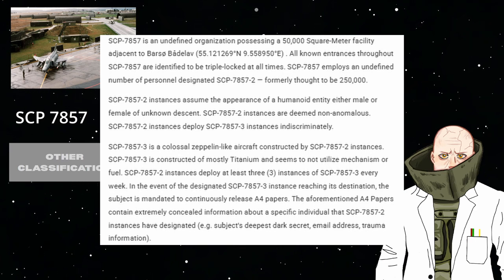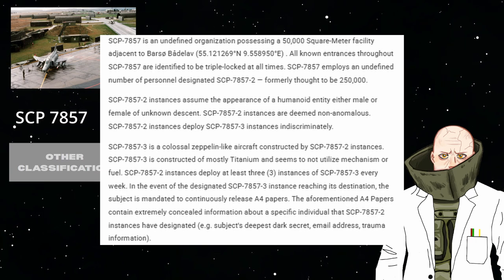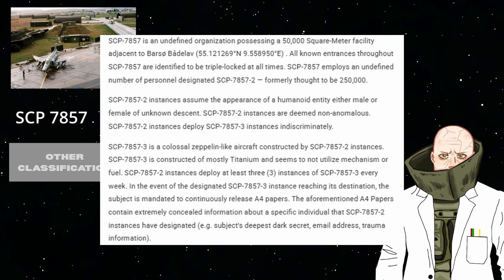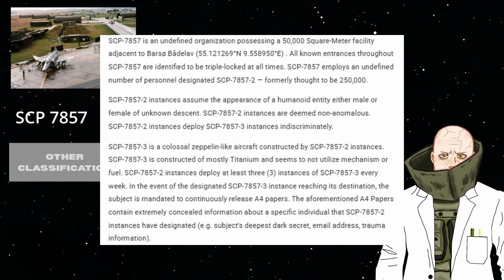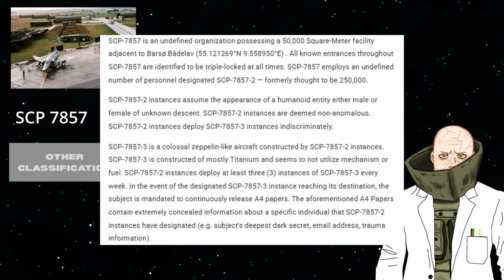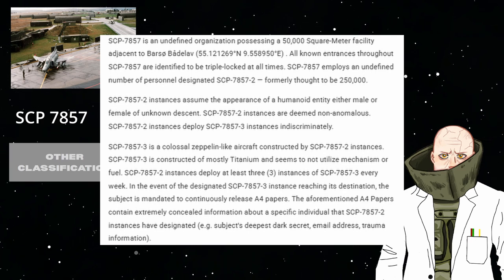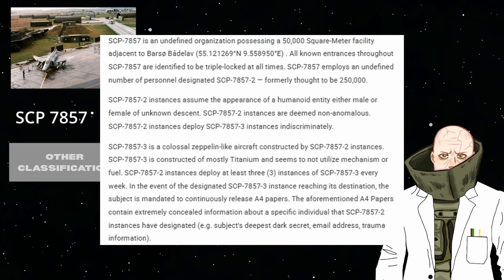7857-2 instances are deemed non-anomalous. 7857-2 instances deploy 7857-3 instances indiscriminately. 7857-3 is a colossal Zeppelin-like aircraft constructed by 7857-2 instances. 7857-3 is constructed of mostly titanium and seems to not utilize mechanisms or fuel.